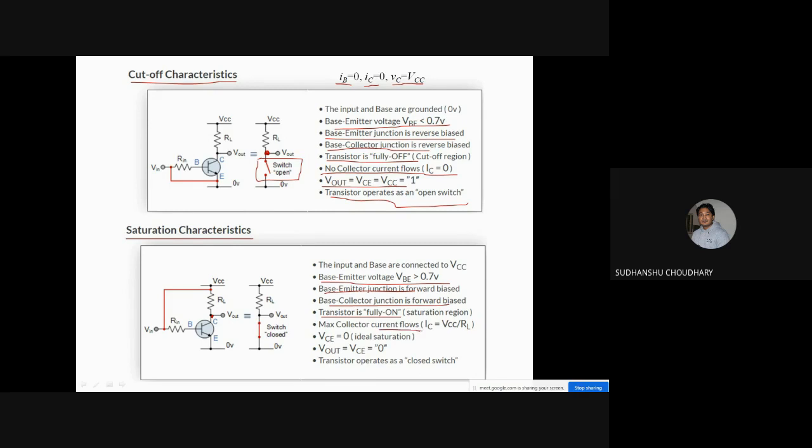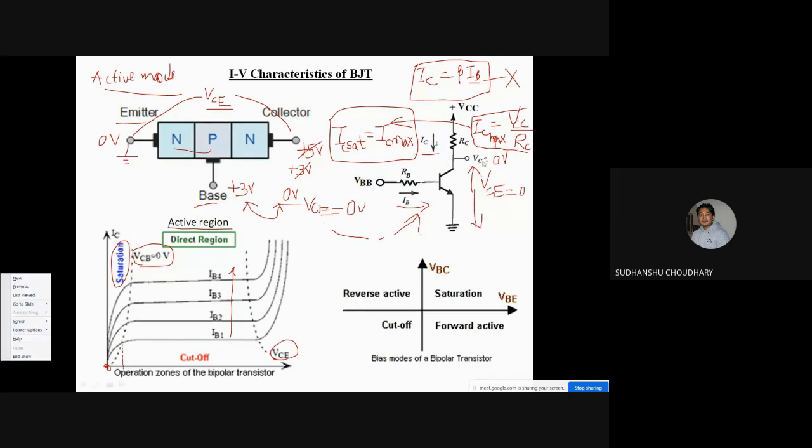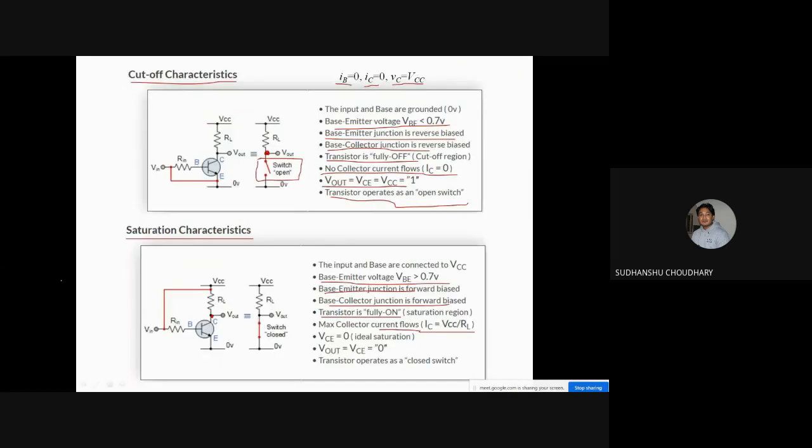and maximum collector current flows. We have already seen that maximum collector current flows in the saturation region, that is, when VCE is 0. Since VCE is 0, maximum collector current flows, that is IC equals VCC by RL, and the transistor represents a switch which is now closed. When it is closed, the terminal VC, that is V out, will be equal to 0, and the transistor operates as a closed switch.